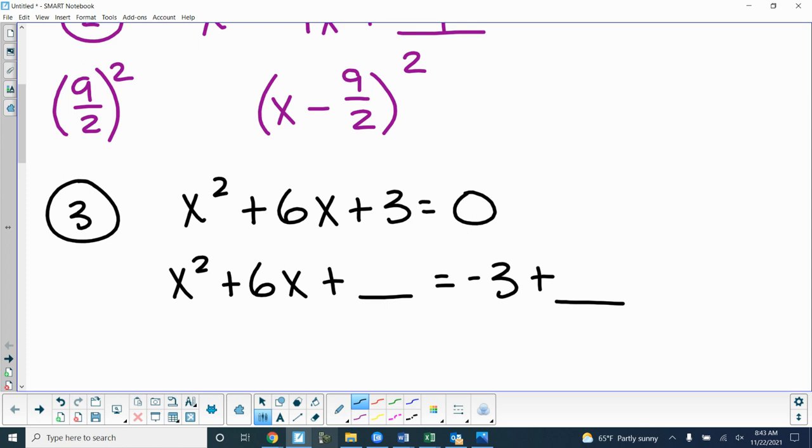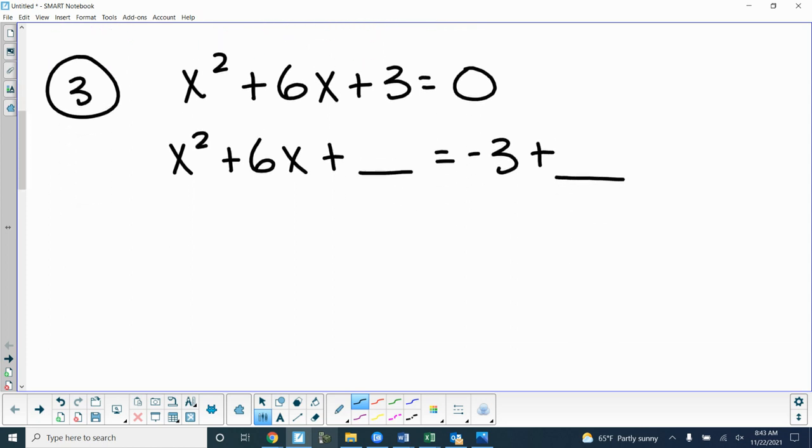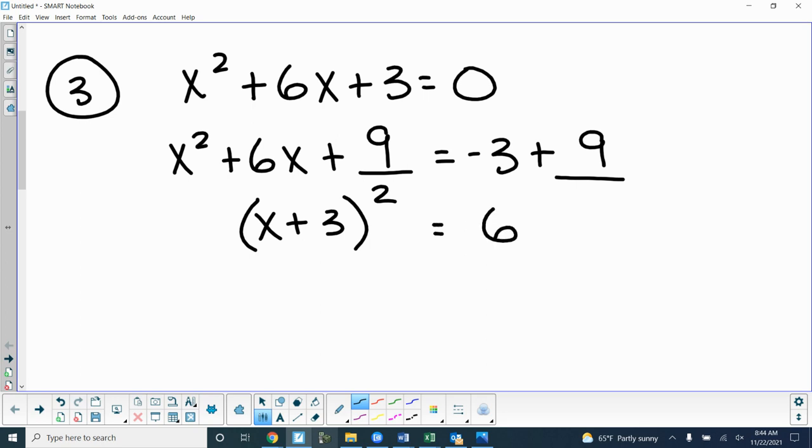Now we do what we did on the first two. Half of b, which is 6 this time, so 6 divided by 2 is 3, and then square your 3 so you get 9 in our blanks. All right, since we made it one of those special trinomials, I can factor it into this. The square root of x squared and the square root of 9, and then there's a plus sign in front of our 6, so that's why it's x plus 3 squared, and then negative 3 plus 9 is 6. Now I can solve for x.